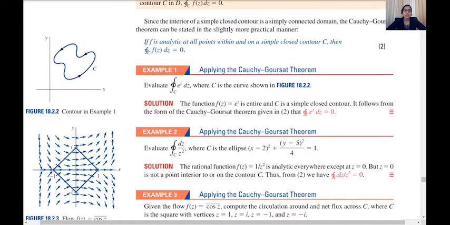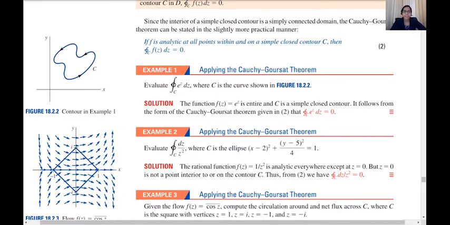Example 1: we are asked to evaluate the integral over C of e^z dz, where C is the curve shown in figure 18.2.2. You can see in the figure that it is clearly simple and closed, right? There is no problem in that. Now e^z, we all know that the exponential function is entire, so the function is analytic and the contour is simple closed, so the integral will be equal to 0 by the Cauchy-Goursat theorem. So the integral over C of e^z dz is 0.